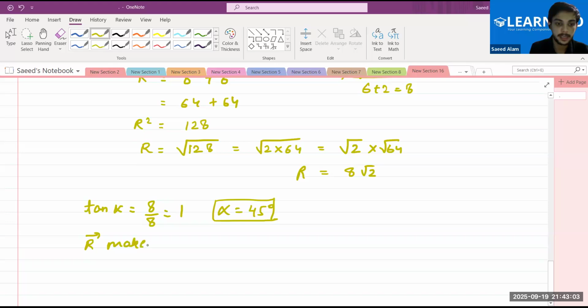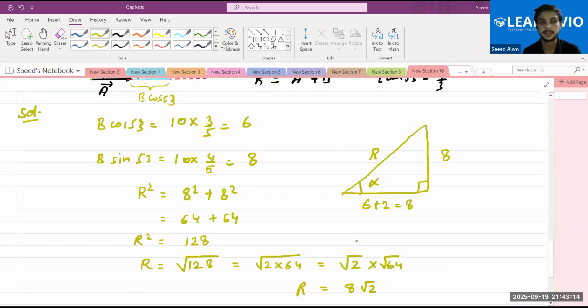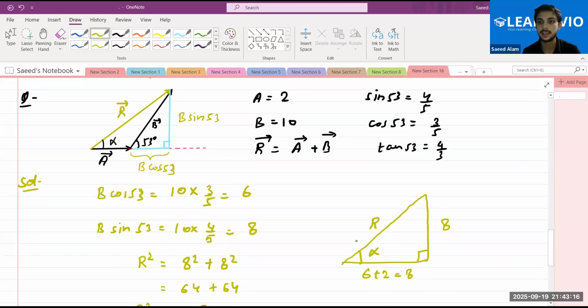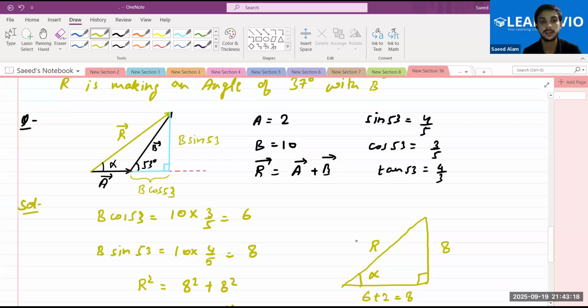Makes an angle of 45 degree with A. And what is the angle made with the B? Although I don't require it here, can you find the angle with the B?